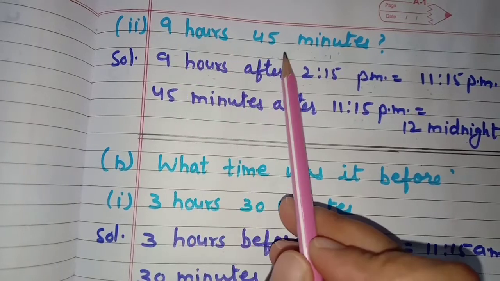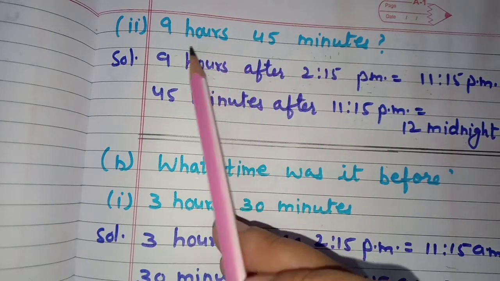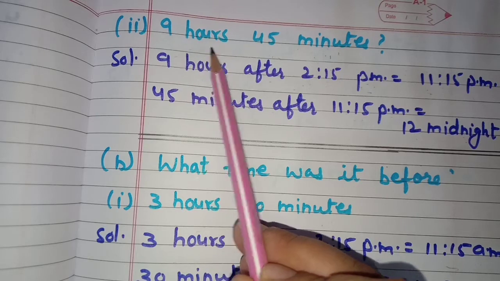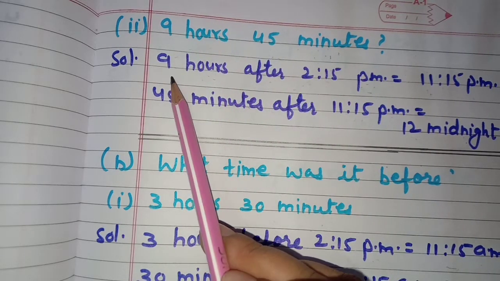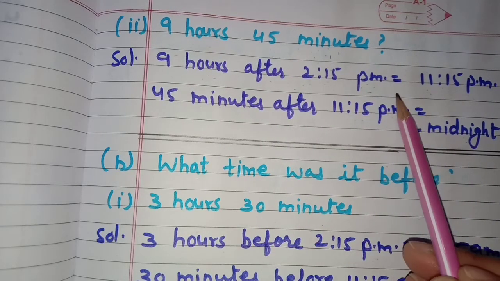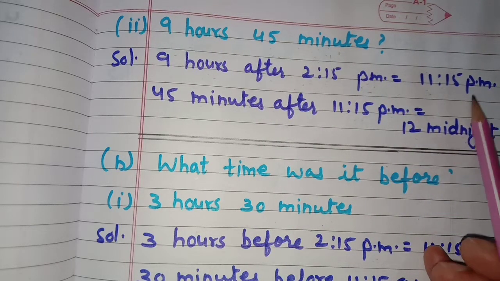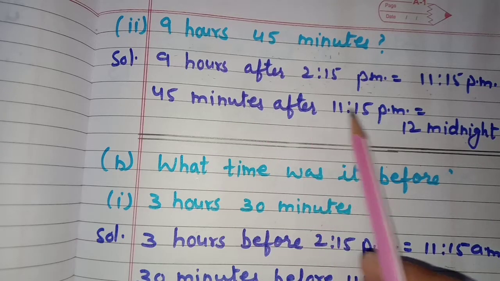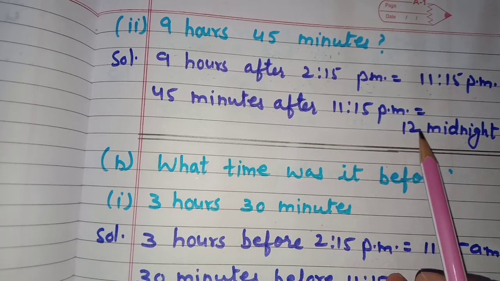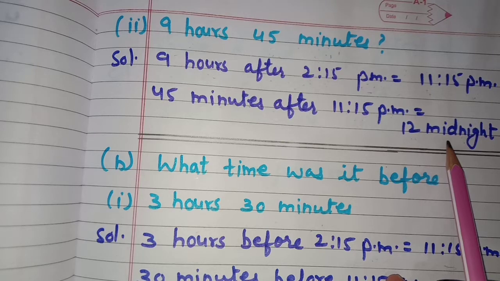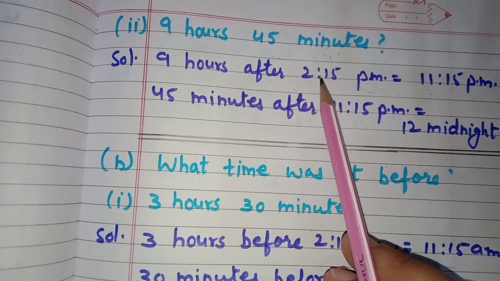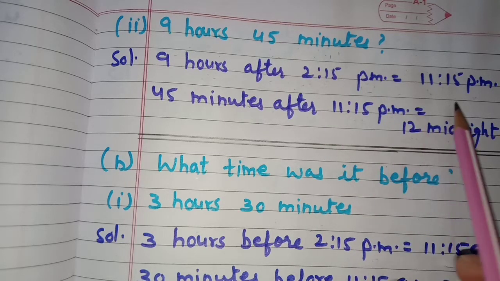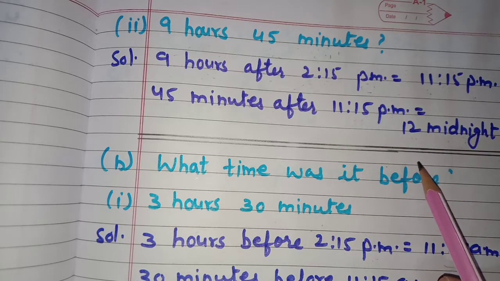Next is 9 hours 45 minutes. So what will be the time 9 hours 45 minutes after 2:15 p.m.? So first of all, 9 hours after 2:15 p.m. the time will be 11:15 p.m. And then 45 minutes after 11:15 p.m., what will be the time? 12 midnight. Fine. So hours you can add in the hours column and minutes in the minutes column, and you can find the time, or you can just check out the clock where the time is given 2:15 p.m.